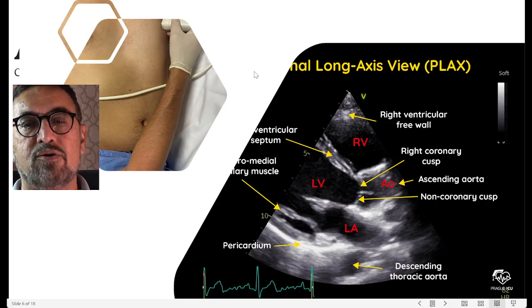To optimize the image, place the mitral and aortic valve in the center by tilting the probe slightly away from the sternum. Rotate gently until the aortic cusps appear symmetric. In this view, you should be able to identify the left atrium, the mitral valve, left ventricular outflow tract, aortic valve, right ventricle, and interventricular septum.